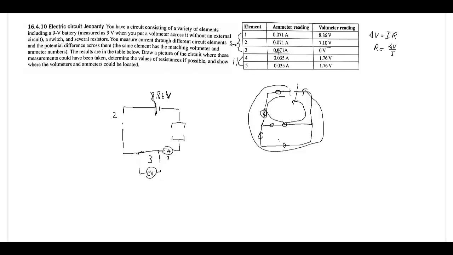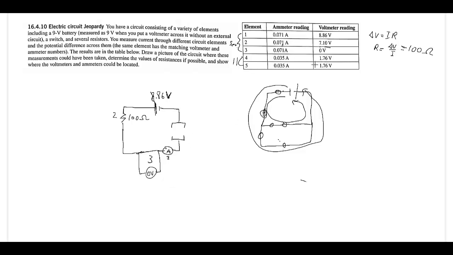1, 2, 1, 2, 3, 5,000 ohms, I think. About 100 ohms. So we can make this a very weird looking 100 ohm resistor.